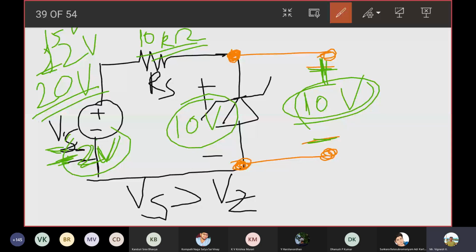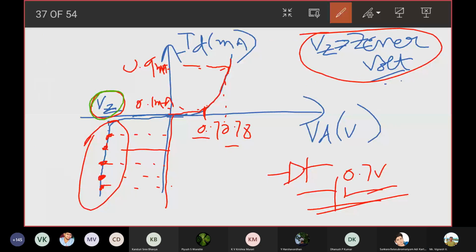What if Vs is 10 volts? Great question. If Vs is 10 volts, then the output is 10 volts. If it is slightly greater than the Zener voltage, you will get the output as 10 volts. What if it is 9.99 volts? The answer is 9.99 you will get. See, it is like the breakdown condition. The moment I cross the breakdown condition, the output will be 10 volts, or the output will be VZ.